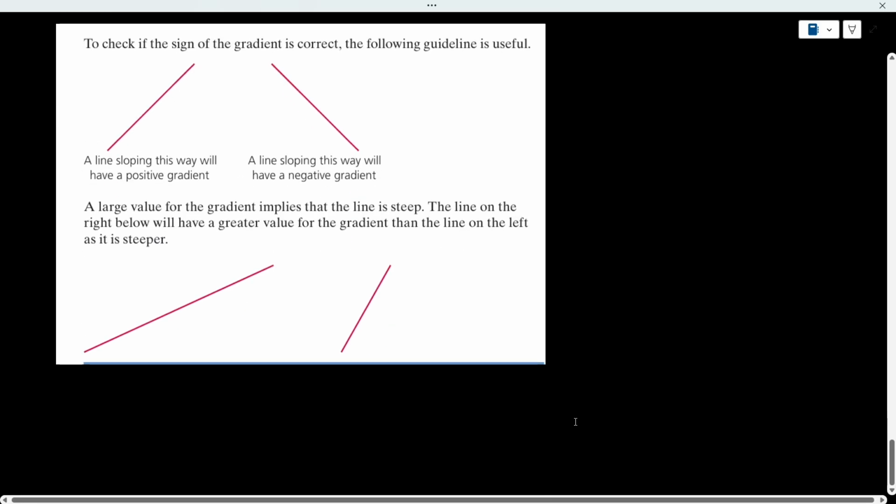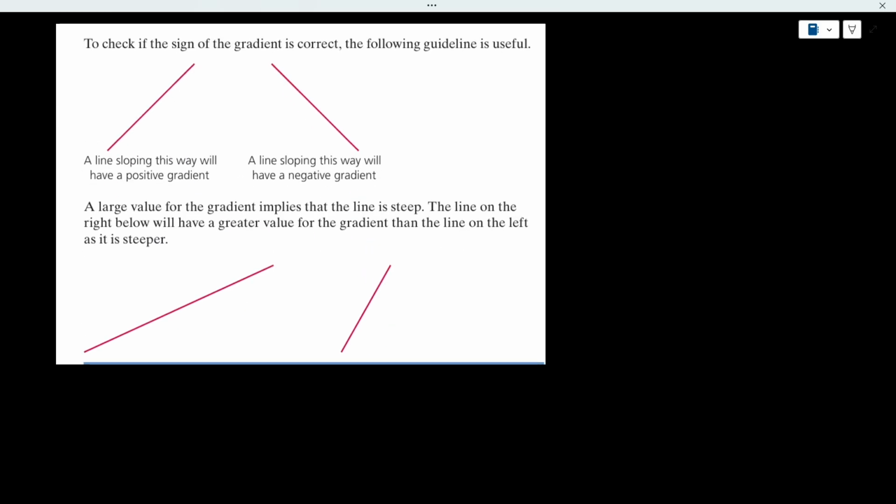Other than that, you have to remember, steeper gradients are going to have the greater value. So a large value of the gradient implies that the line is steep. So you can see that this line is steeper than the other line. So here the gradient m1 will be less than m2, which is the gradient of the second line. So this thing you have to remember.